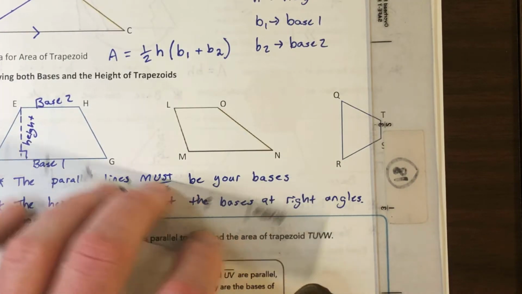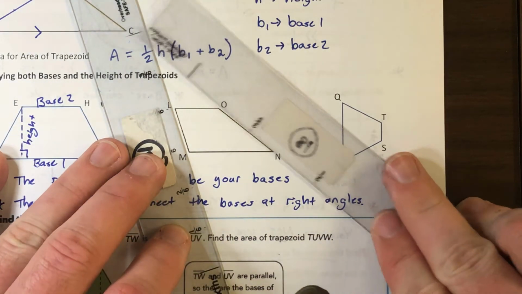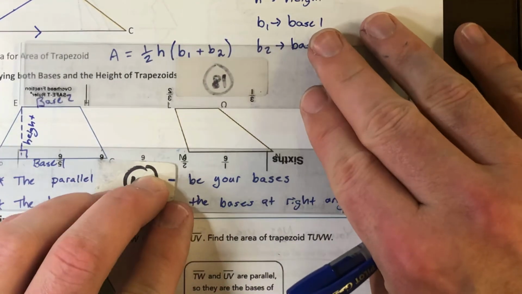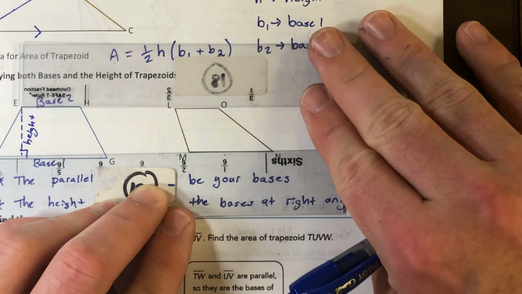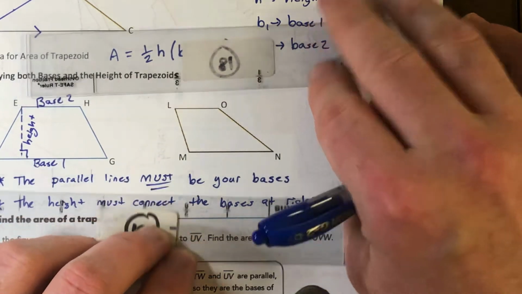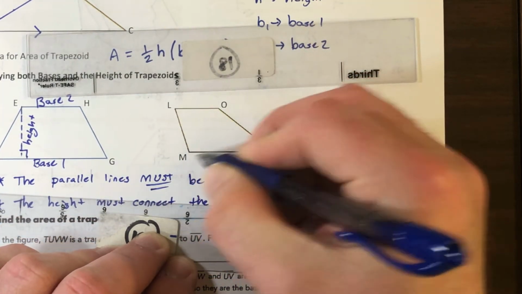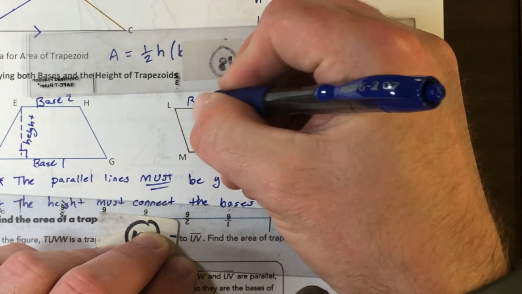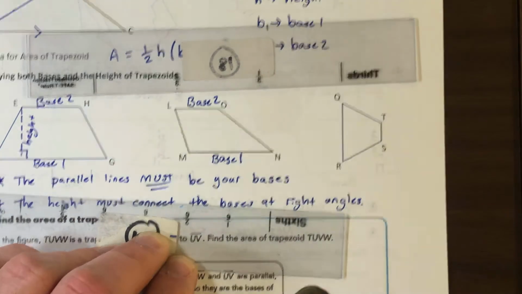Which lines are parallel? Are those parallel? No, they're going to touch eventually. Are those parallel? Yes. So line LO and line MN are my bases. I'm going to call line MN base 1, line LO base 2.